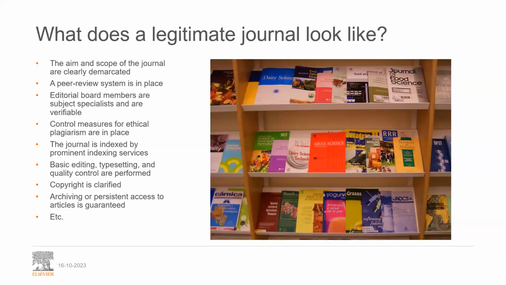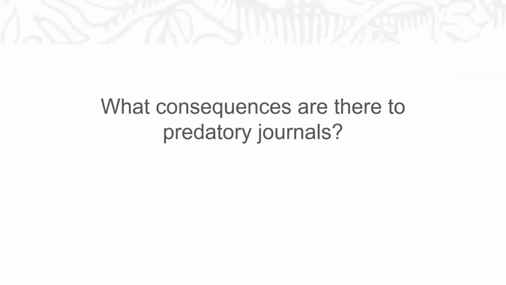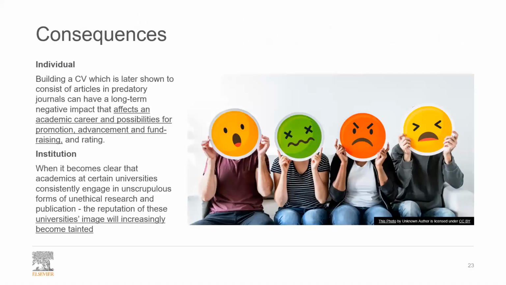look out for or notice when you are searching for a journal in which to publish. These are the things that you should look out for, because they are indicators that the journal is high quality and that it is ethical and not predatory, of course. So these are important because the consequences of publishing in a predatory journal can be detrimental for individuals building an academic career.